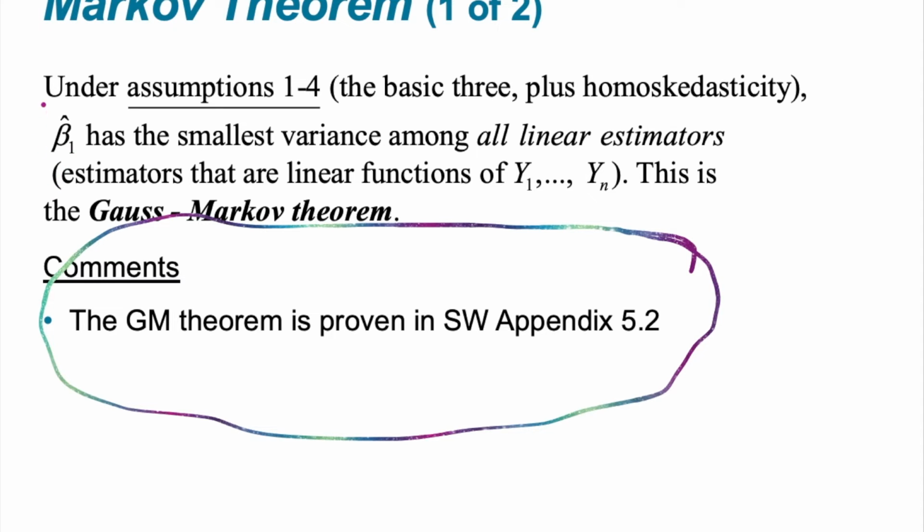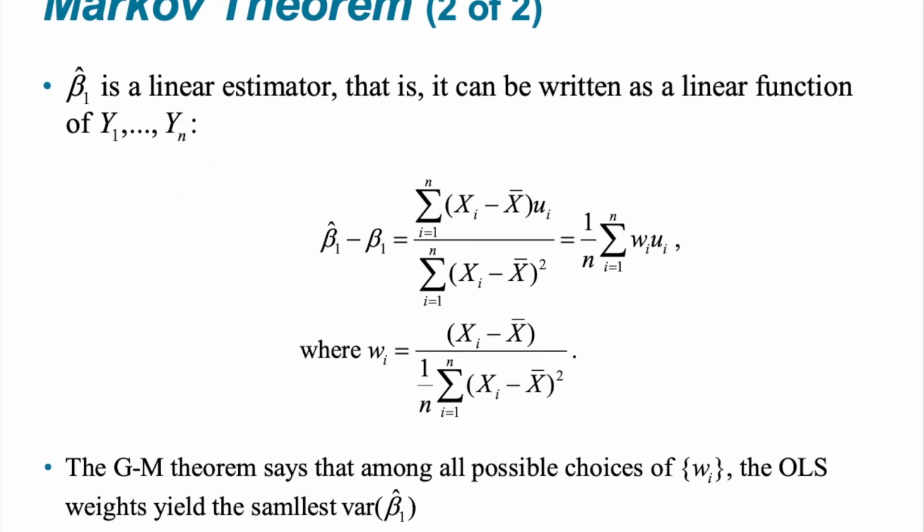So we do want to understand when the Gauss-Markov theorem applies and its result. So we need to look at all linear estimators, right? And so that means the following. Beta 1 hat is a linear estimator.